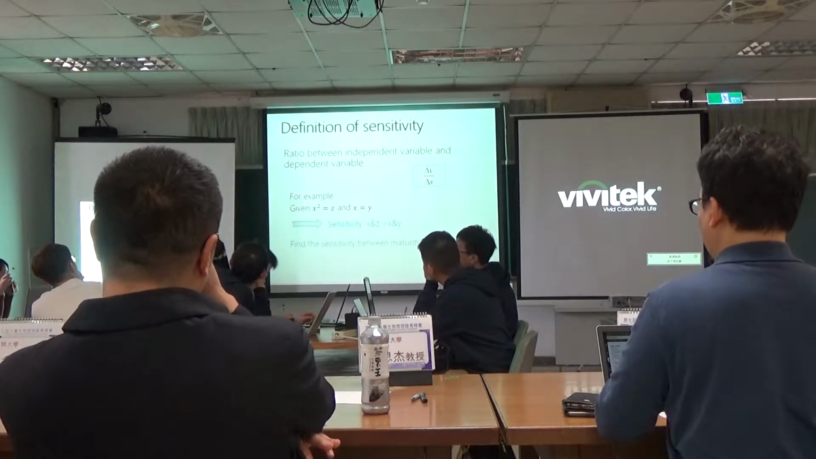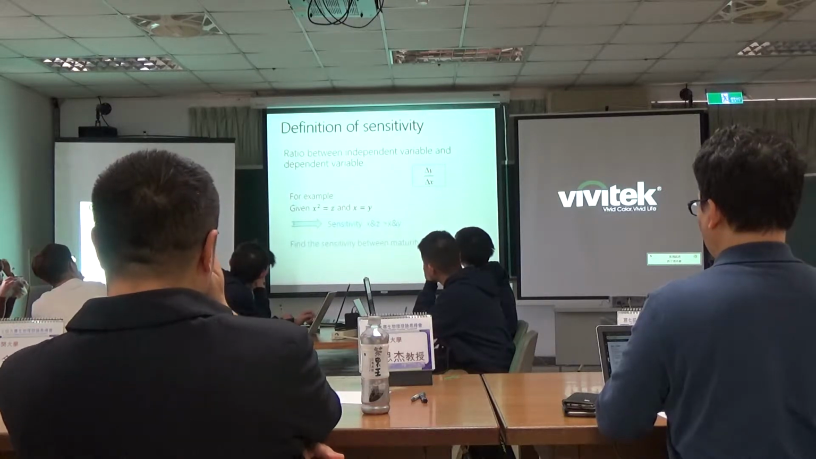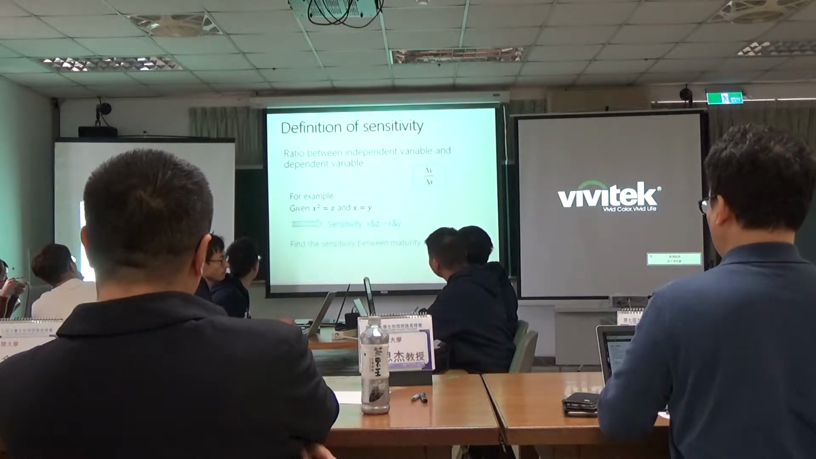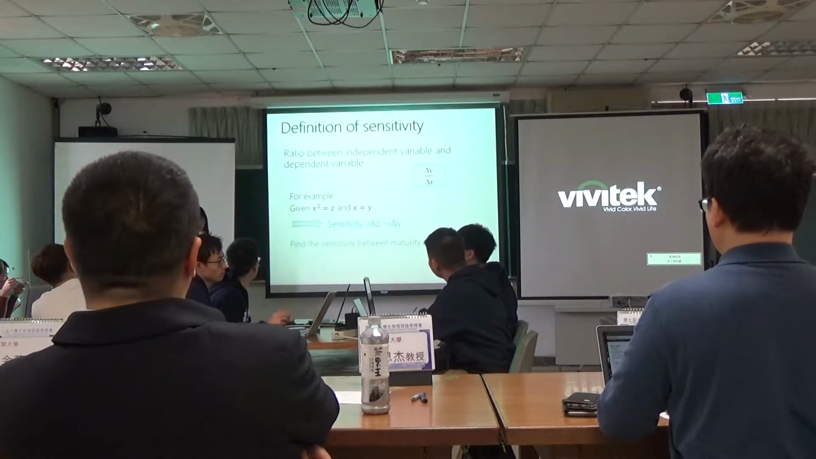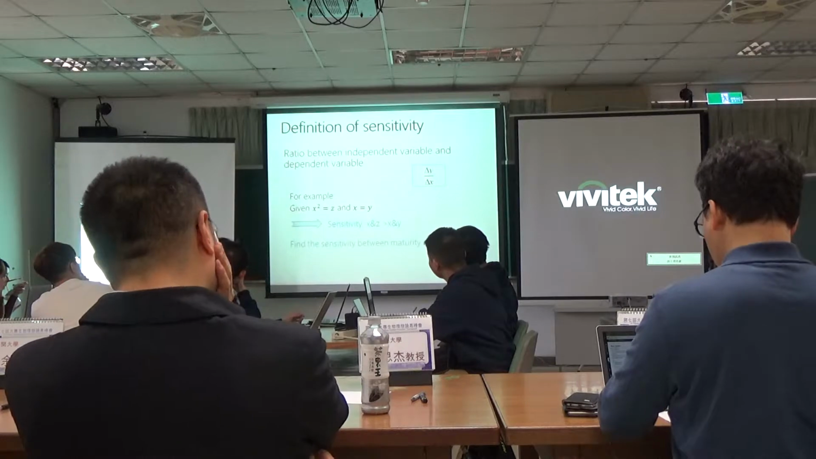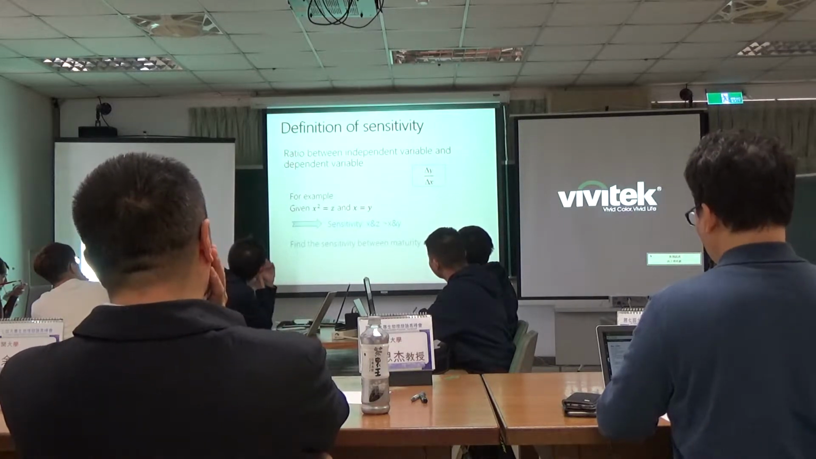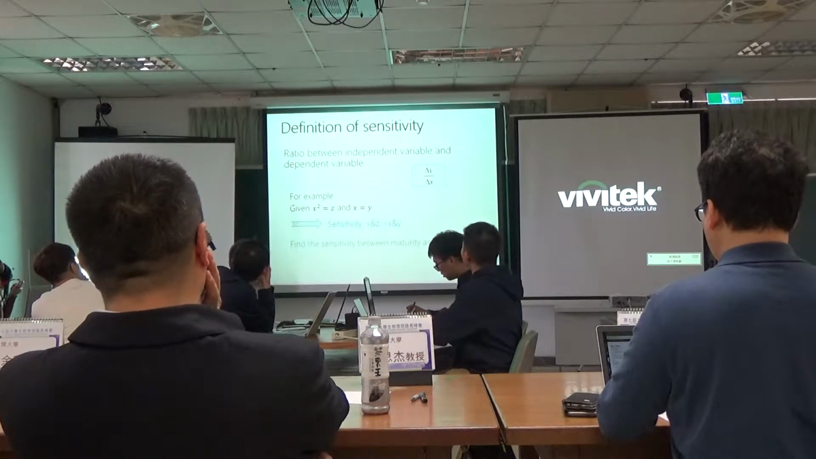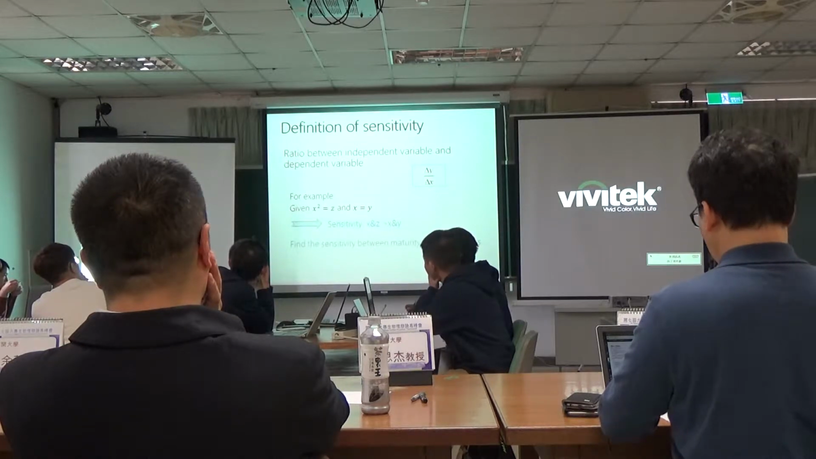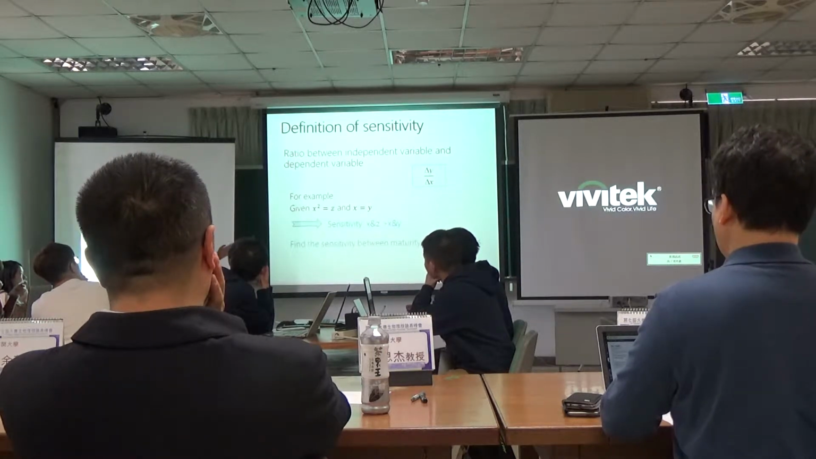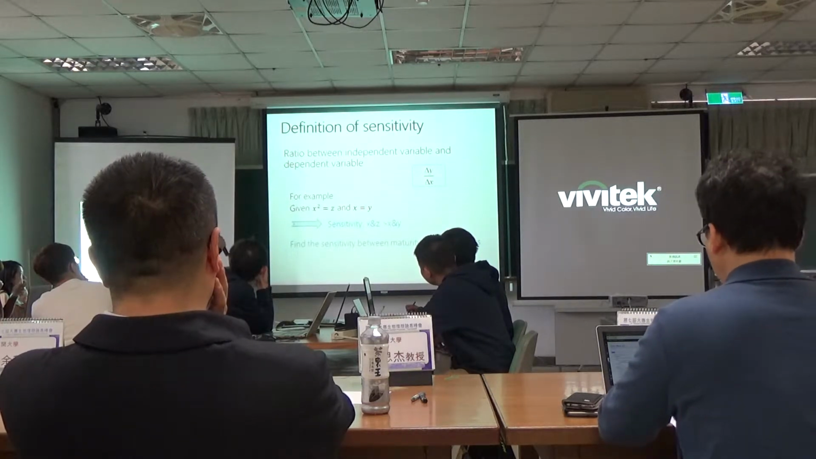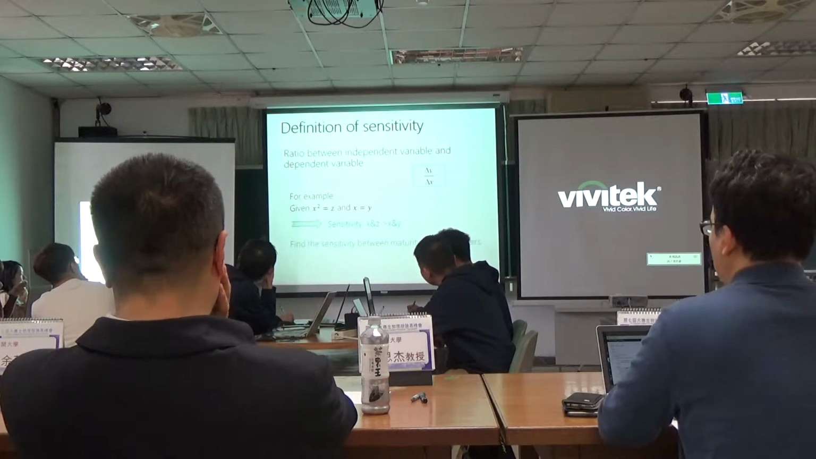And then the definition of the sensitivity. Sensitivity means the ratio between the dependent variable and the independent variable, and it can be expressed as delta y over delta x. To make it clearer, for example, given x squared equals z and x equals y, the x and z sensitivity will be bigger than x and y. So we have to find the sensitivity between maturity and the parameters we are given.